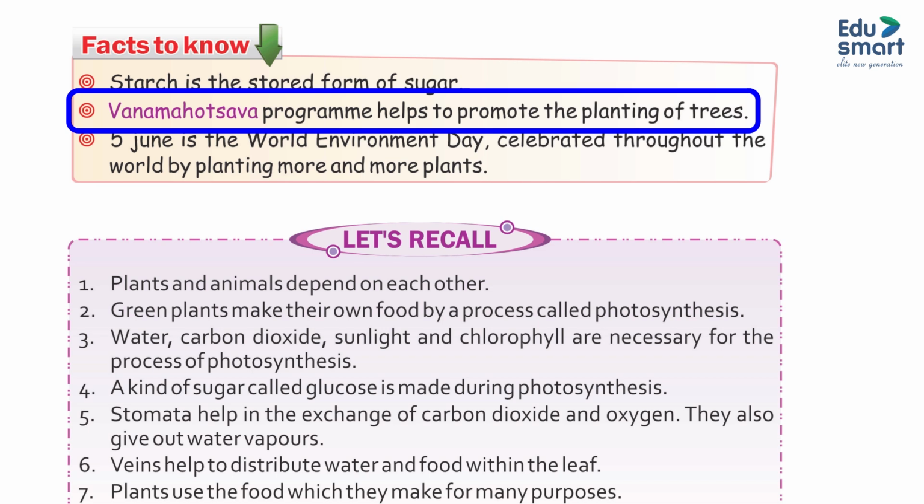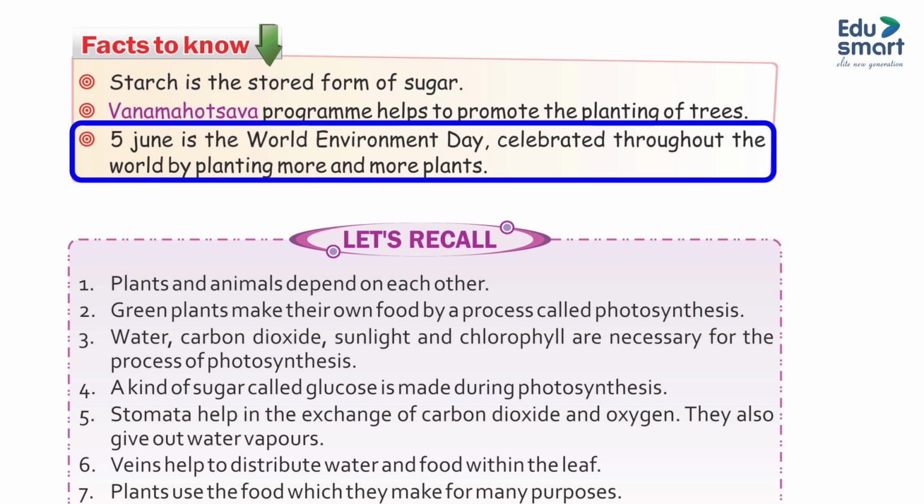The Van Mahotsav program helps to promote the planting of trees. 5 June is World Environment Day, celebrated throughout the world by planting more and more plants.